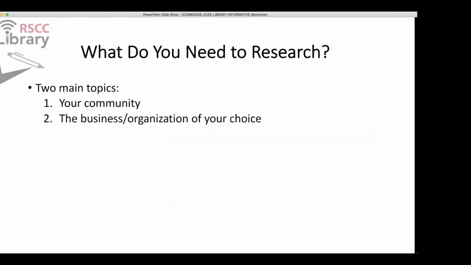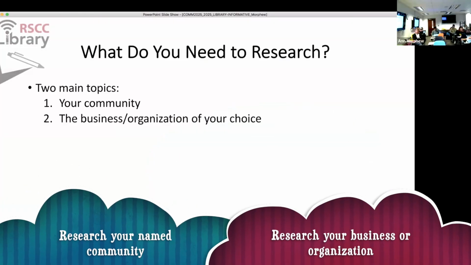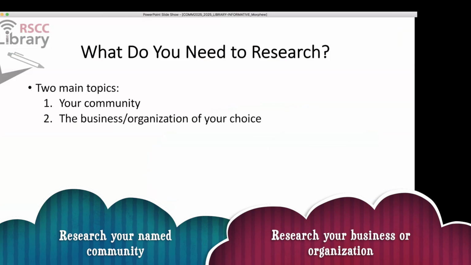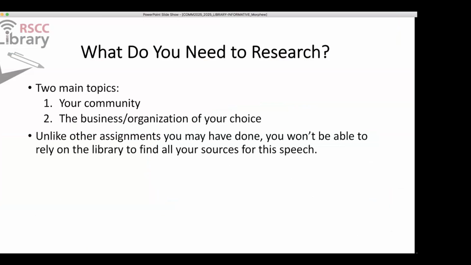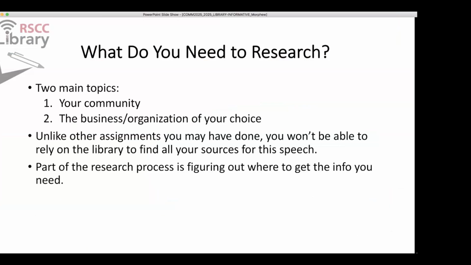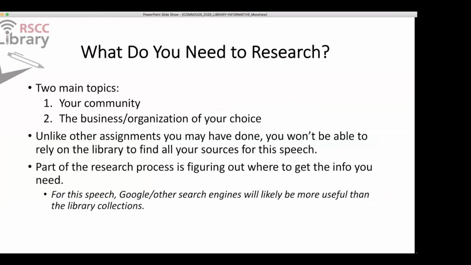And so what do you need to research? Your two main topics are, again, your community and the business or organization of your choice. And unlike other assignments you may have done or may complete later in different classes, you won't be able to rely solely on the library for your sources for this speech. So part of this is, again, figuring out where to find what you need. And for this speech, just a Google search, whatever browser you use, will likely be more useful than items found in the library collections.